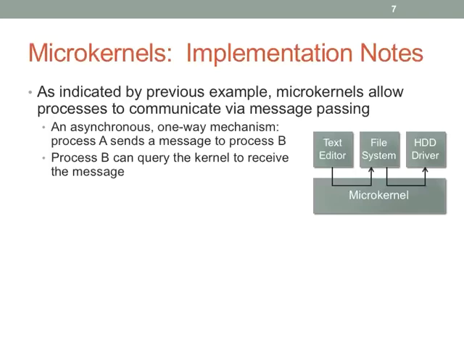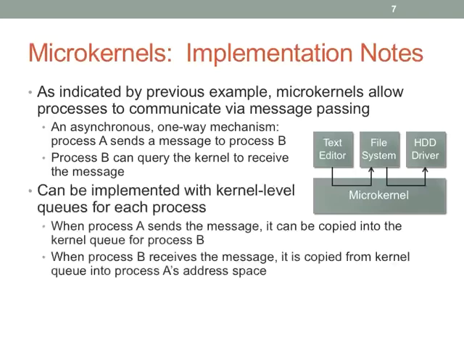But this has to be done through the kernel. So process A invokes the kernel to send the message, and then process B asks the kernel for the message: are there any messages for me? Because the file system is clearly going to be servicing a lot of other processes. So typically, this would be implemented as a set of queues. Each process would have its own queue, and when you send the process a message, it goes into that process's queue for that process to pick up the message later.